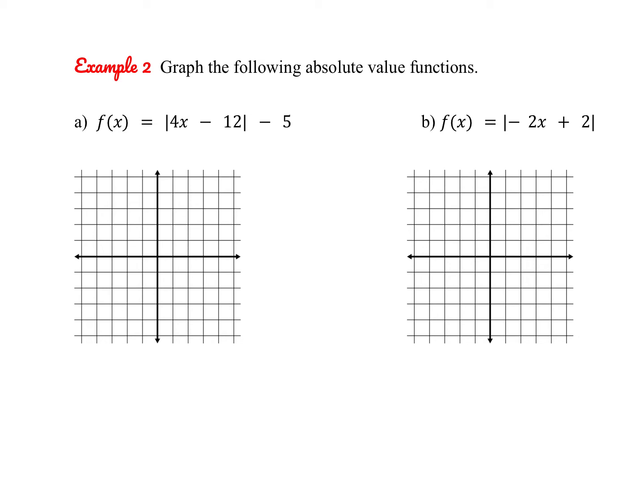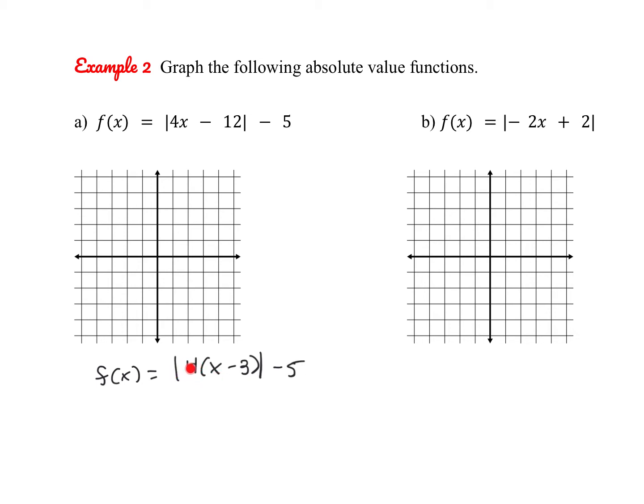Let's try another two together. So here we have a horizontal stretch or shrink with a shift. So there's a few extra steps we need to do before we graph. So first, we need to always factor out any horizontal stretch or shrink from this binomial. So we're going to rewrite this as the absolute value of 4 times x minus 3, then the minus 5 is unaffected. And then this we can actually simplify.